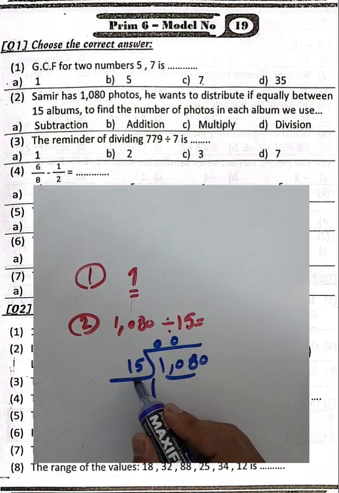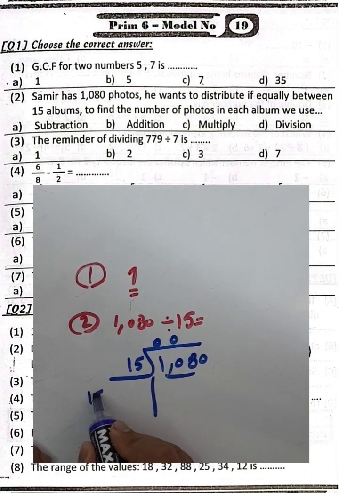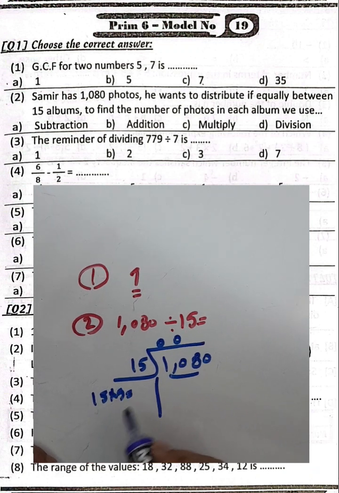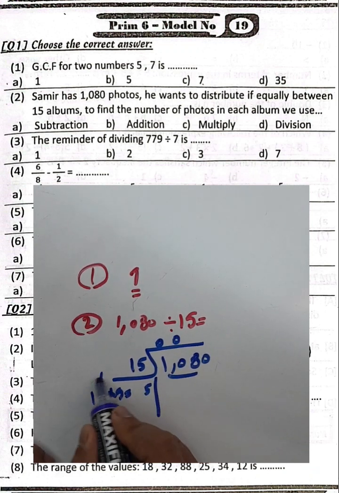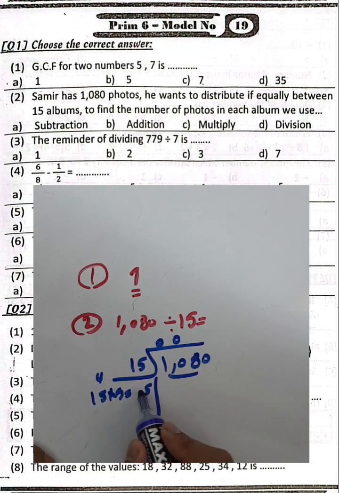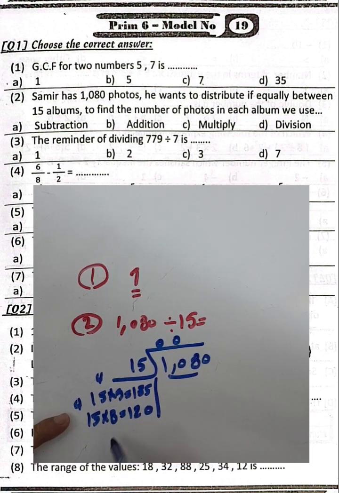108 divided by 15. Try 15 times 9. 5 times 9 equals 45. Write 5 and carry 4. 1 times 9 equals 9, plus 4 equals 13. Then the result is greater than 108, so try 15 times 8. 5 times 8 equals 40. Write 0 and carry 4. 1 times 8 equals 8, plus 4, is 12.